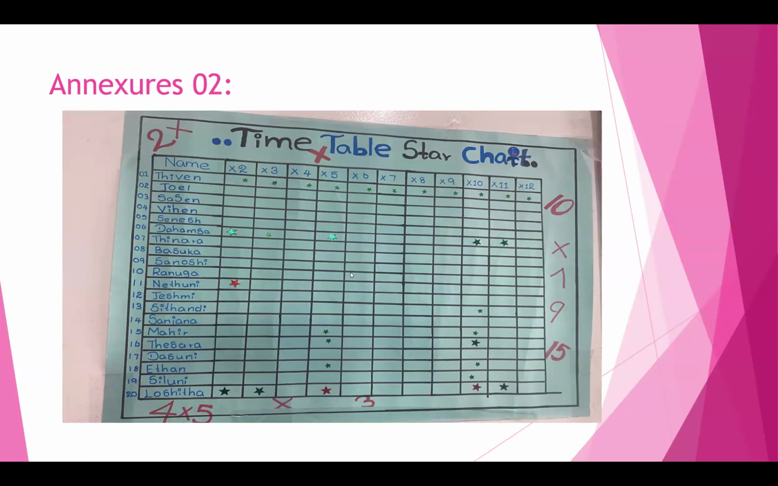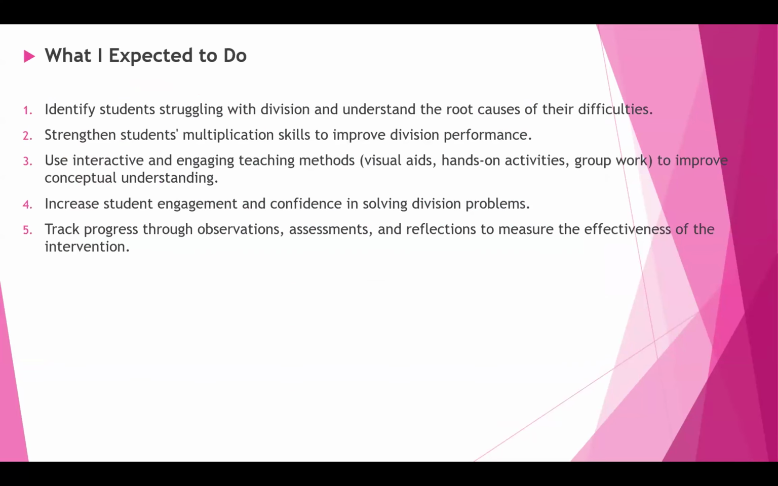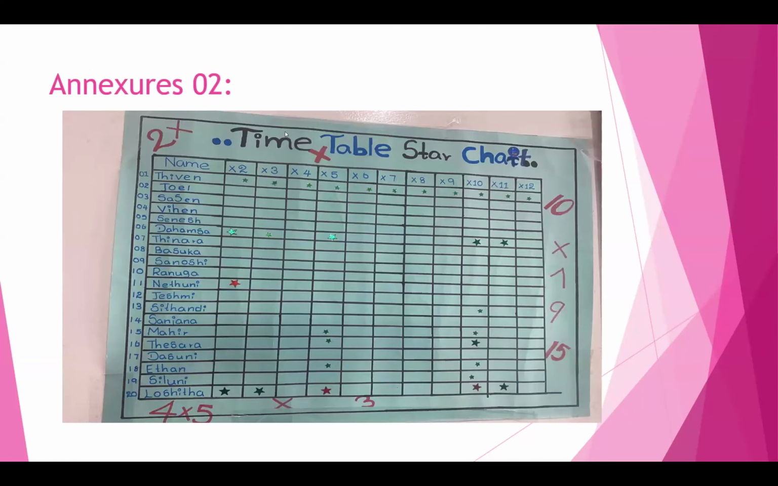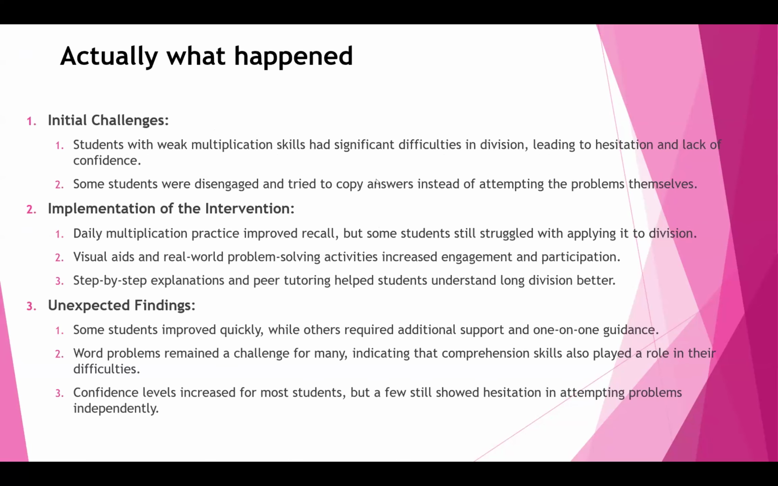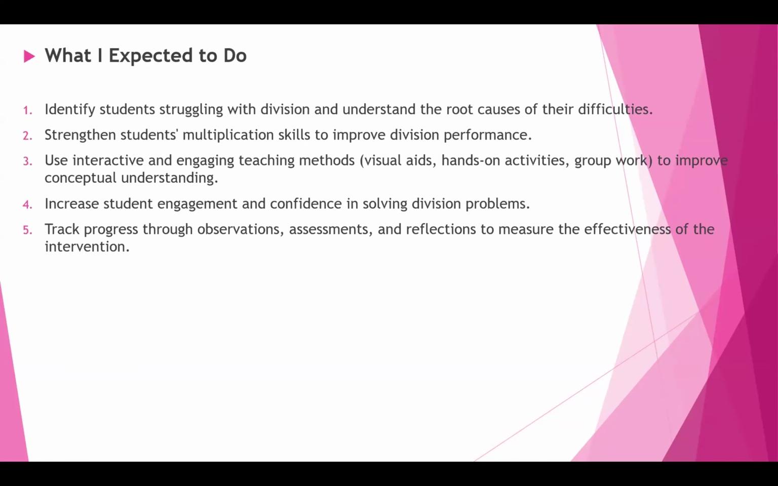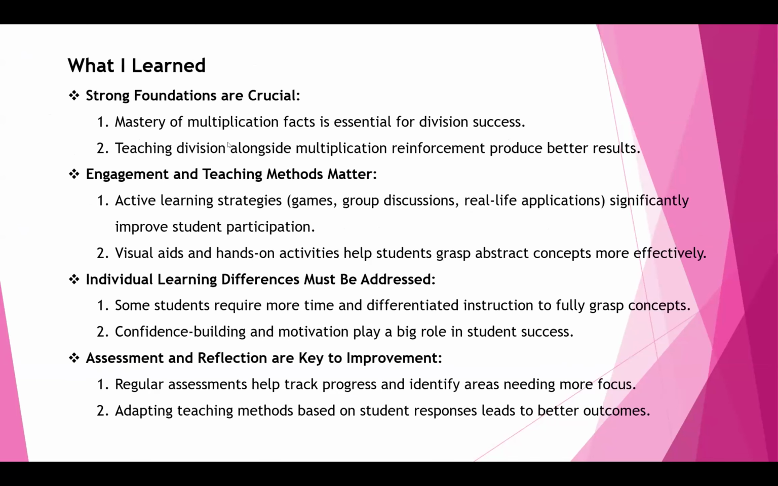So ma'am, I just want to know, is this what I was expected to do for this? No, what you have to do is maintain your reflective journal. When you are doing your research, you can maintain a reflective journal. In that reflective journal, you can divide it into 3 parts: what I planned, what actually happened, and what I learned from what happened. I just mentioned it like that.